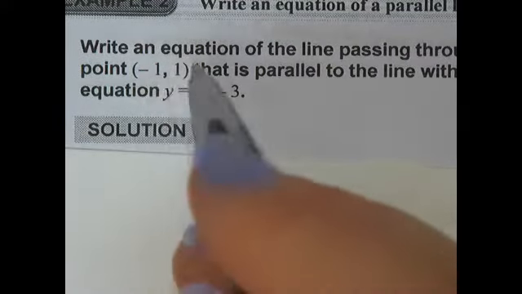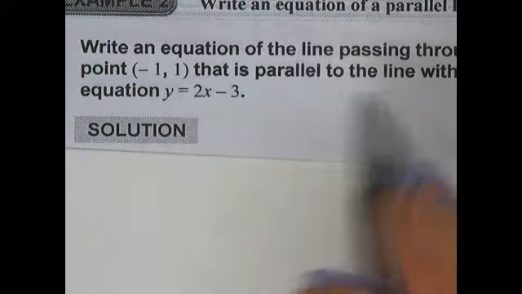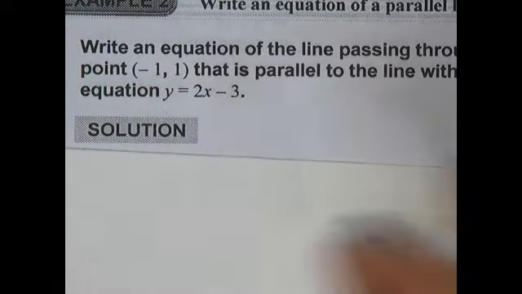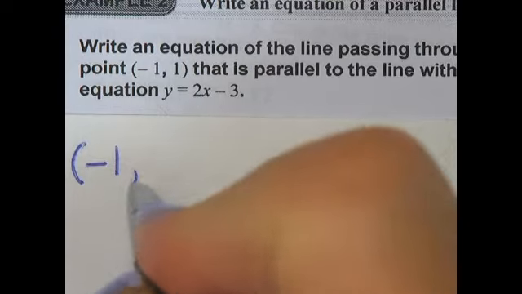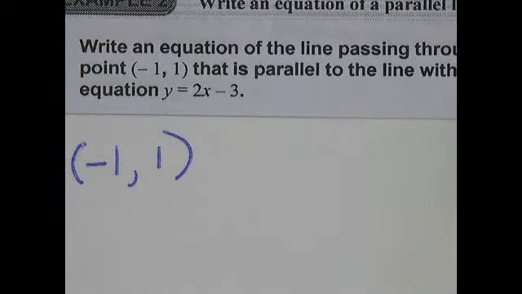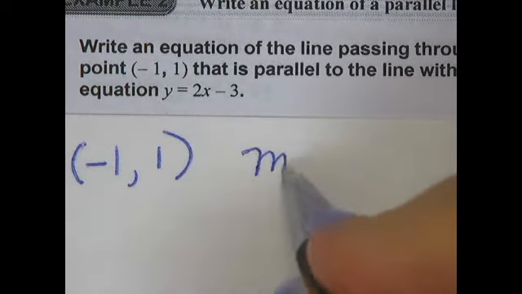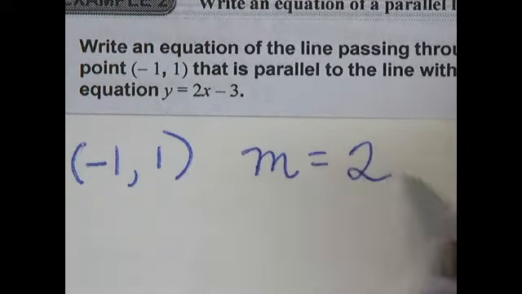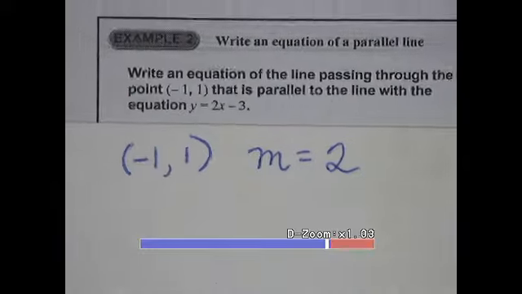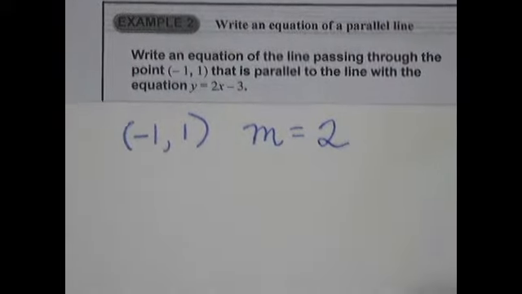Okay, then we get into example 2. It's a little trickier. It says, write an equation of the line that passes through this point and is parallel to a line with this equation. Okay. So looking at the problem, we want to think about our givens. We're given that it has to pass through this point, and we're given that it's parallel to that equation, so that means our slope has to be the same as this, so our slope has to be 2.